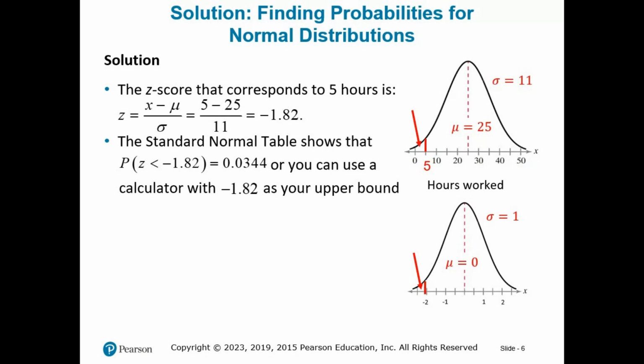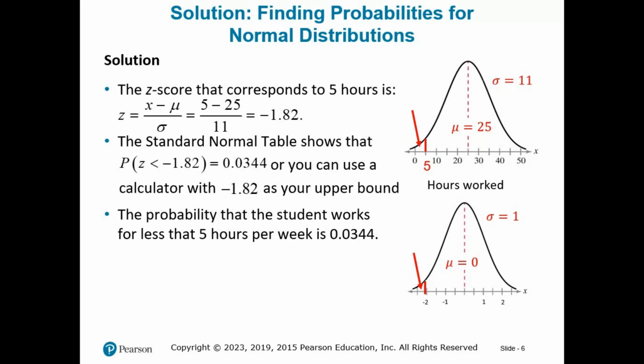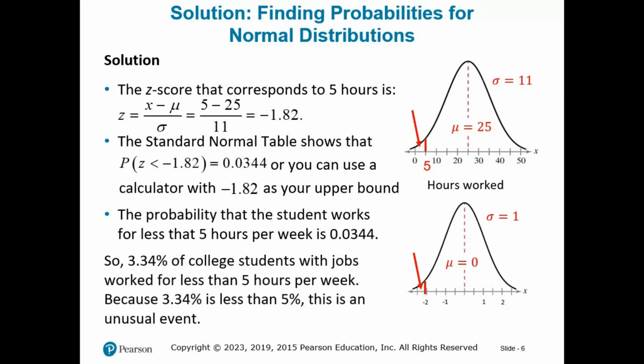Whichever you use, you should get about 0.0344. This means the probability that the student works for less than 5 hours per week is 0.0344, or 3.44% of college students with jobs worked for less than 5 hours per week. Also, as in most studies, because this amount is less than 5%, it would be considered an unusual event. And what does that mean in this context? It means that most students who have jobs work more than 5 hours per week.